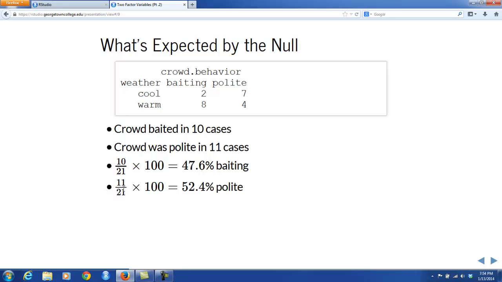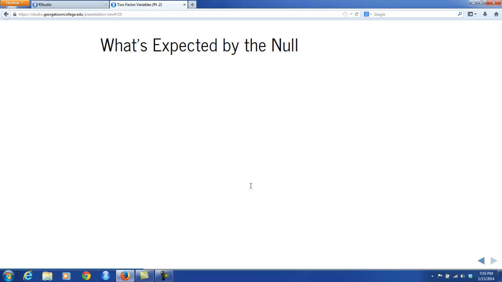Similarly, 11 times out of 21, the crowd was polite. Now, if we do 11 divided by 21 times 100 to make it a percent, we get 52.4%. That's our best guess at the chance that a crowd in general would be polite. Now, let's apply this to see what kind of two-way table the null would expect if there were 21 incidents under study, some of which were in cool weather and others which were in warm weather.